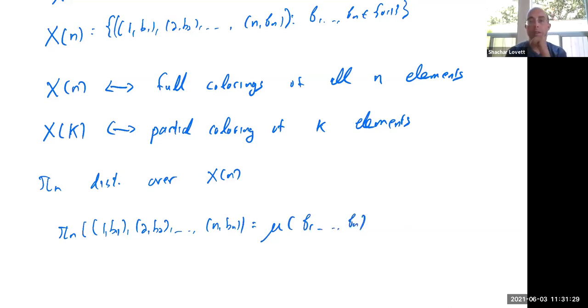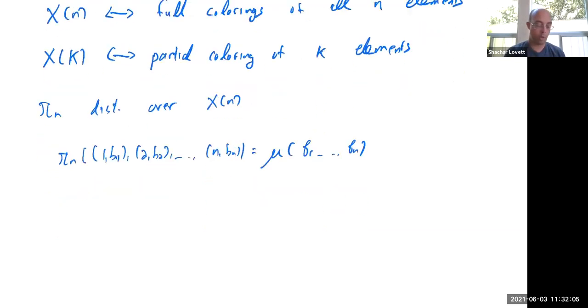So everything we've done here so far is just identification. Instead of looking at colorings of all the n elements, we think about this complex with n levels, where the top level is a coloring of all the elements. Level n-1 is a coloring of n-1 elements, and one of them is uncolored. In general, level k has k elements colored with value 0 or 1, and the rest are uncolored. And at the top level, the distribution is exactly mu.